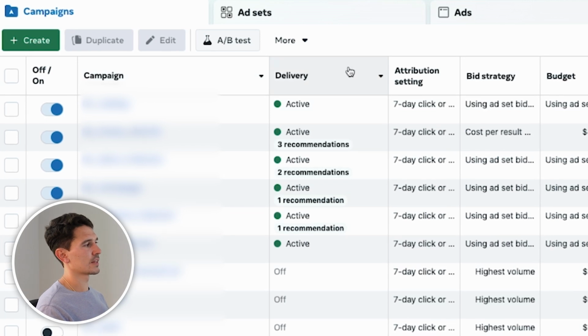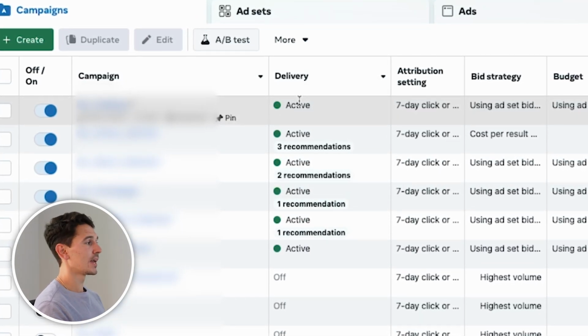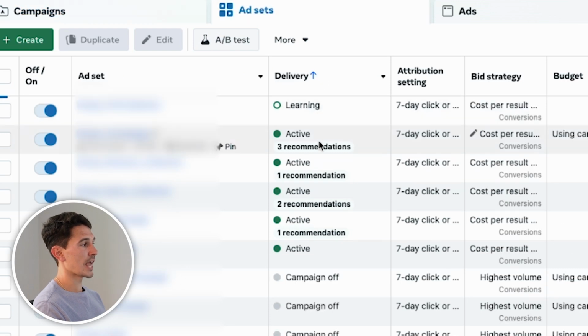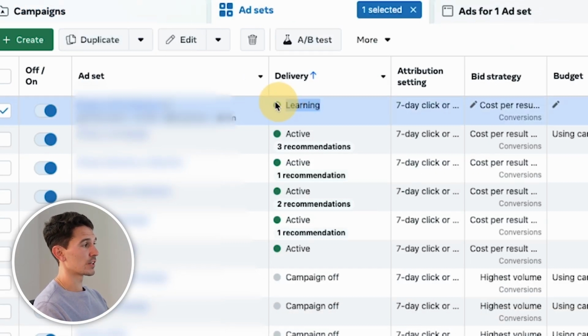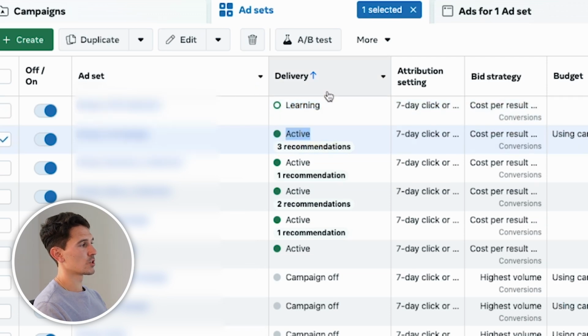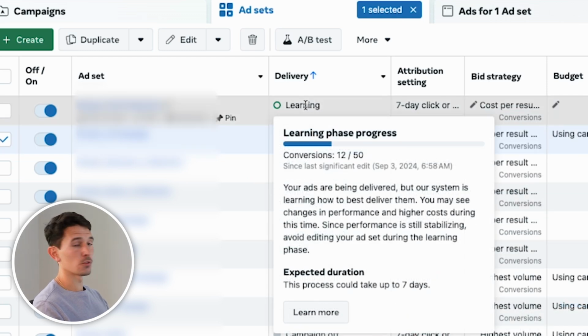The first column set that is custom is delivery. It tells me if there are any problems within the specific campaign, and it actually also follows down to the ad set level and the ad level. Furthermore, it's actually going to show when things are in learning versus when things are active. So if something's out of learning, it will actually say active, as it does right here. And when something's in learning, I can just hover over it really easily and see how many conversions I have left to get through the learning phase.